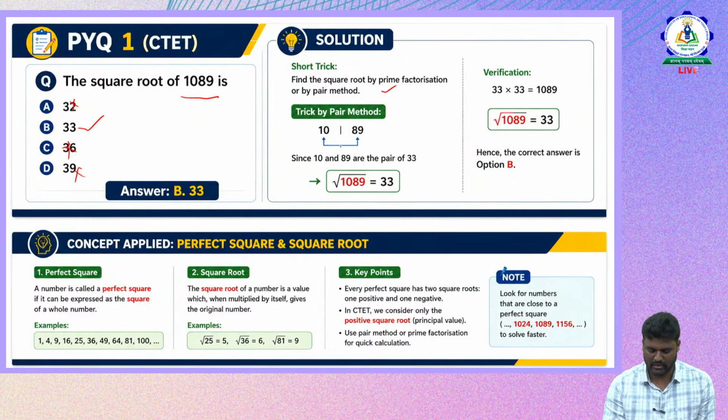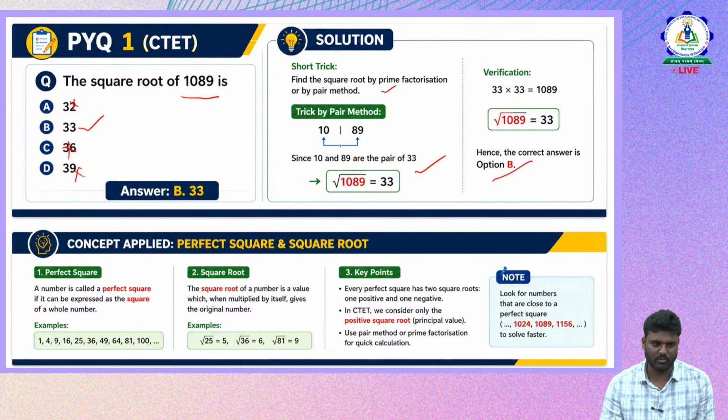Okay, so here 11 and 3 both are the pairs of the 33. So therefore we say that the square root of 1089 is equal to 33. So 33 square is the value of this one. Okay, so from this we are confirming that option B is the correct answer.